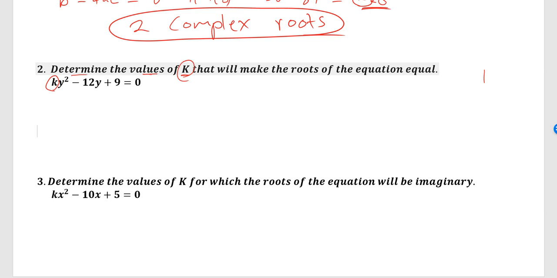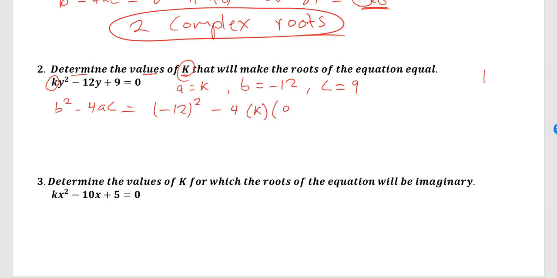Okay? So our a here is equal to k, right? B is equal to minus 12, and C is equal to 9. So B squared minus 4AC is equal to minus 12 squared minus 4 times K times C, which is 9, which is equal to 144 minus, so 4 times 9 is 36K.